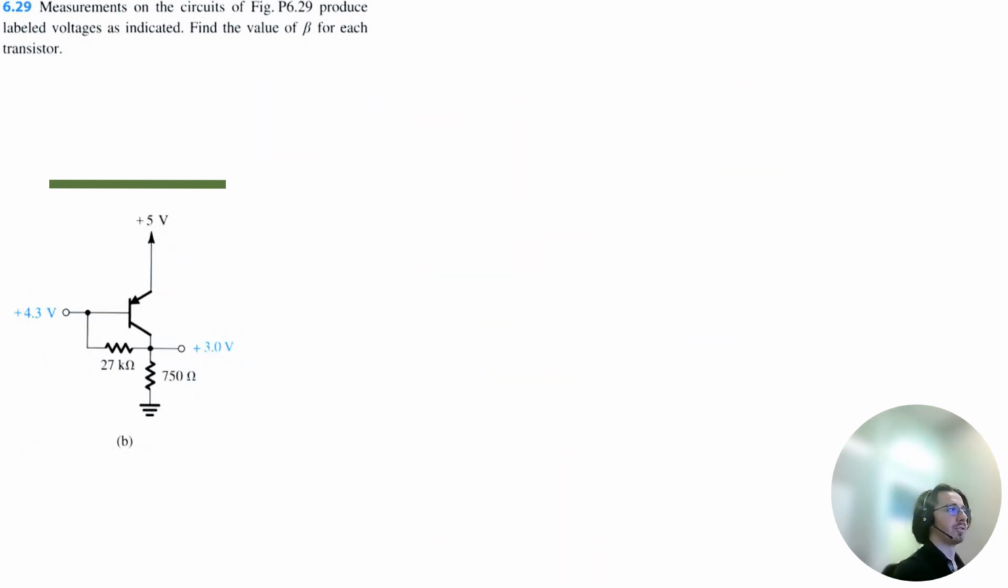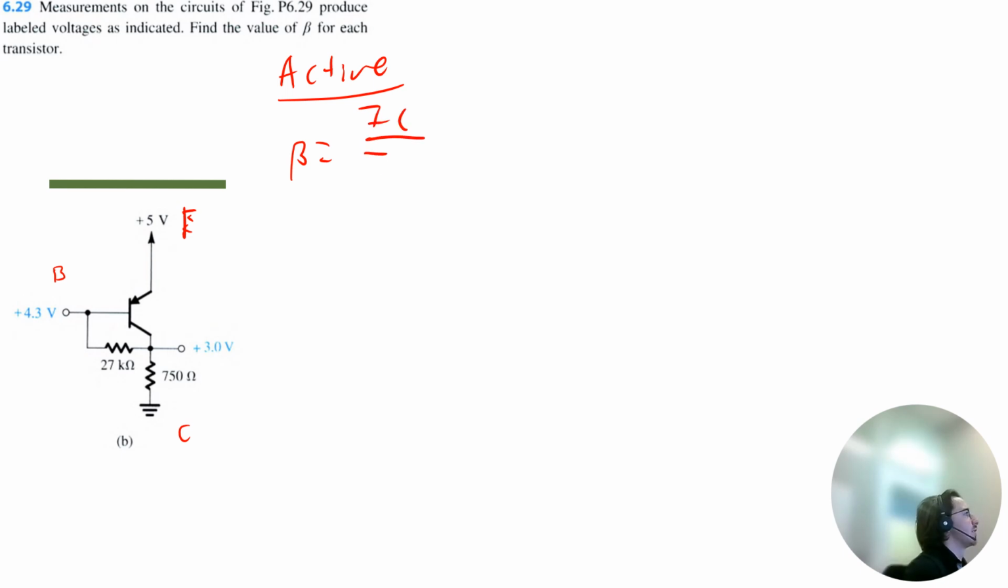Okay, let's solve circuit B. So again, we have an NPN transistor. So we have the emitter here, base here, and the collector. I'm not going to go through the voltages again, but again, this transistor is operating in active region, which means beta will be equal to collector current divided by base current.